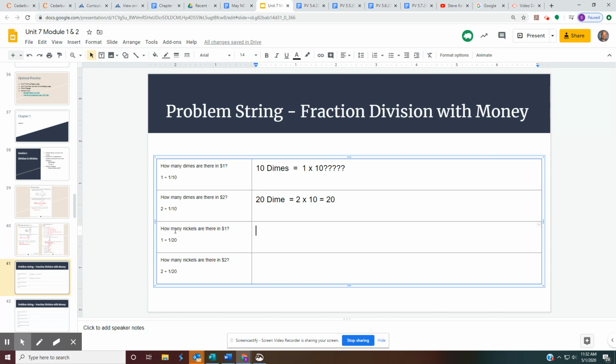All right, so how many nickels are there in a dollar? Now remember, when we look at nickels, it's 1/20th of a dollar, right? Because it's half of a dime. So half of 1/10 is 1/20th. So we have our nickel, right? So if we are going to divide $1 by 1/20th, we would know that we have 20 nickels. We're all pretty familiar with that, right? But did you also notice, did I misspell that?